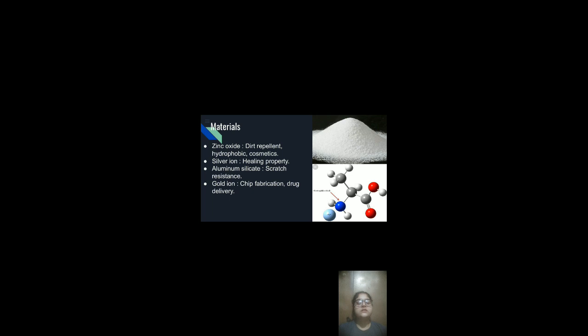Second, silver ion. It has the healing property. Then the third one is aluminium silicate. It has scratch resistance. Then gold ion, used for chip fabrication and also drug delivery. That is why gold ion is used. Okay. These are the materials used in nano electronics.